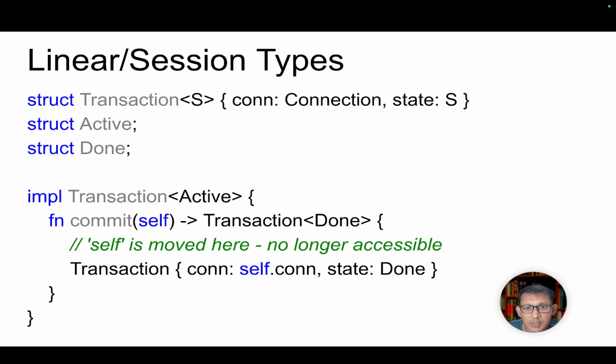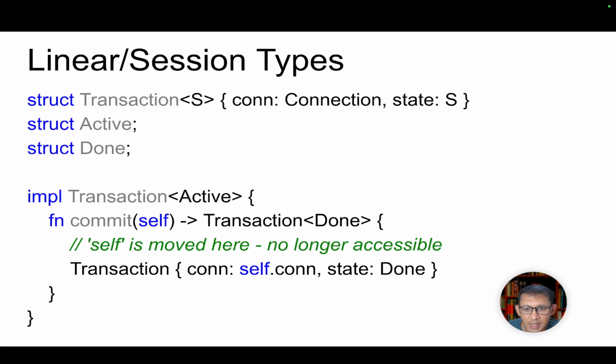Linear types change this by tracking ownership and consumption. When you pass a linear value to a function, that value is moved. You no longer have access to it. The function that receives the value becomes its new owner and is responsible for either consuming it or passing it on. This ownership transfer is tracked by the type system and enforced at compile time.